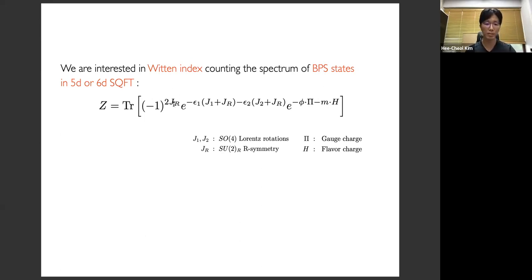So when you define the Witten index, we usually use a fermion number here, but here we instead use 2JR. This is mainly because we want to use the same definition of the Witten index even in the presence of the magnetic flux on the blowup background. Which maybe I'll talk about later.